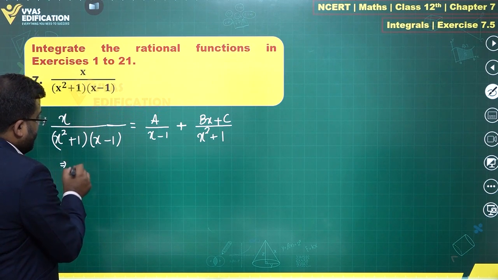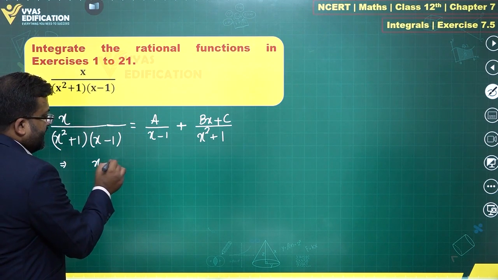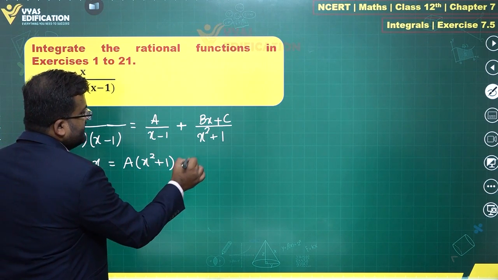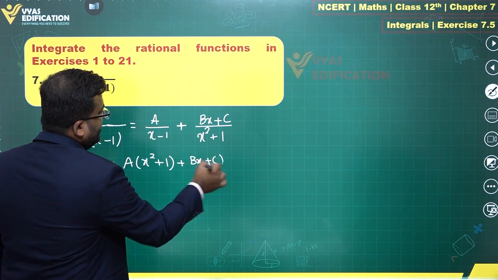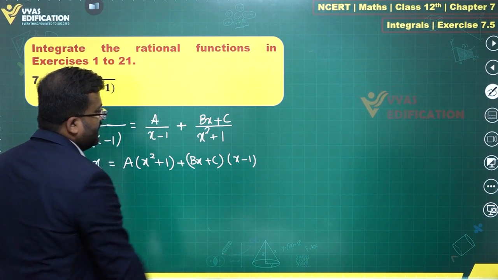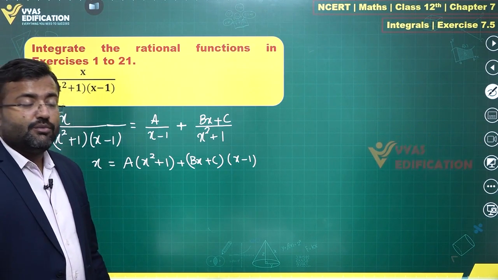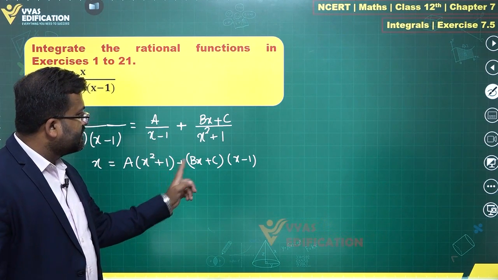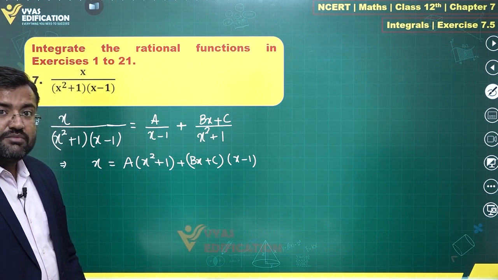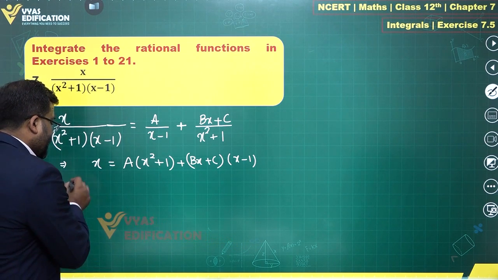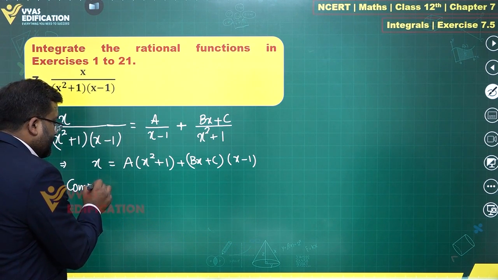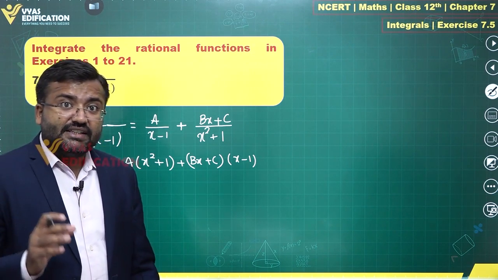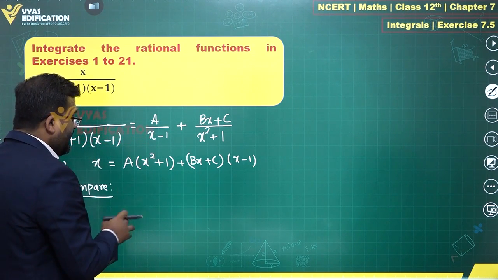So this tells me that x, the numerator, will be equal to a times x square plus 1 plus bx plus c times x minus 1. This is on comparison of the numerators. After taking LCM over here, the denominators get cancelled and you get a times x square plus 1, x minus 1 times bx plus c in the numerator, right? And now I can compare, since this LHS is always equal to that RHS, I can compare these two and see where that takes me.